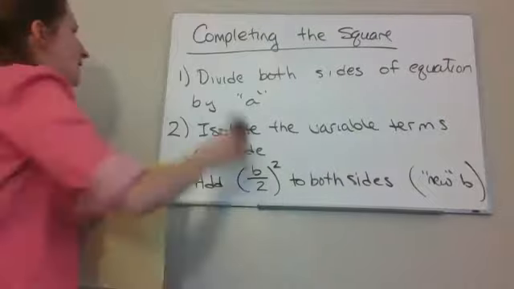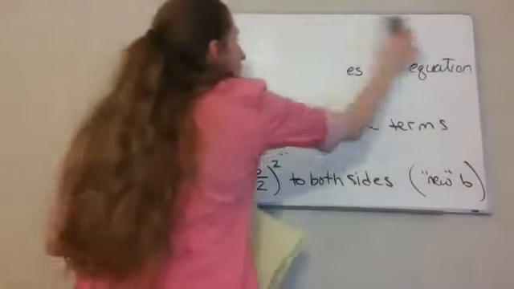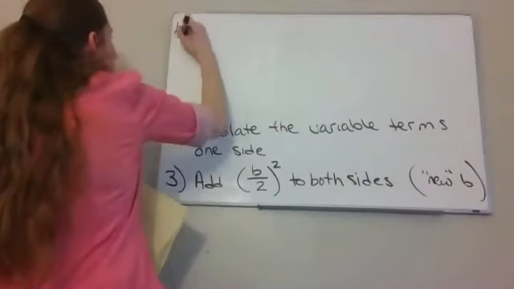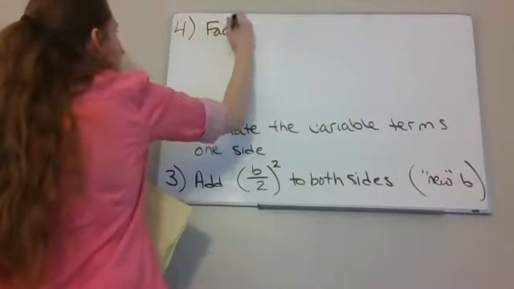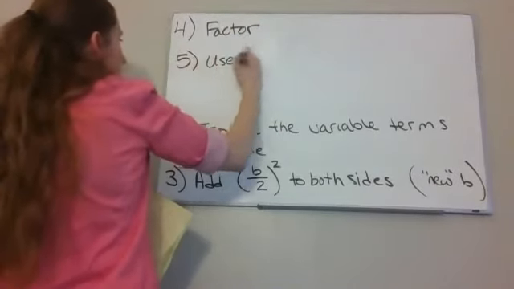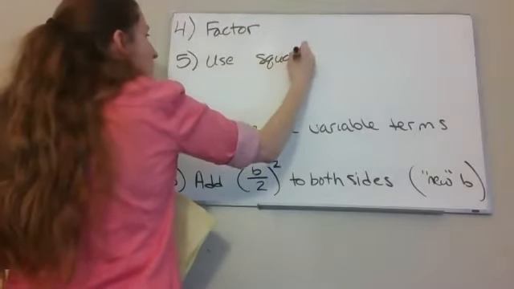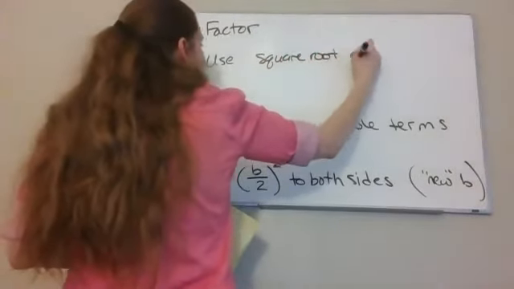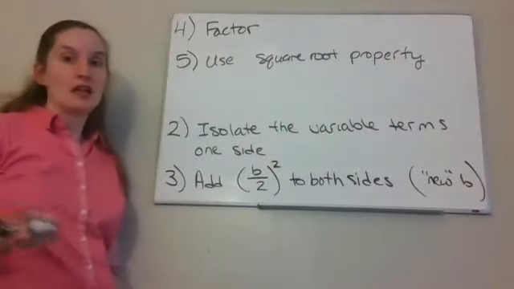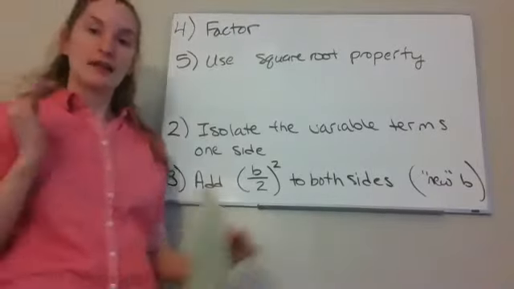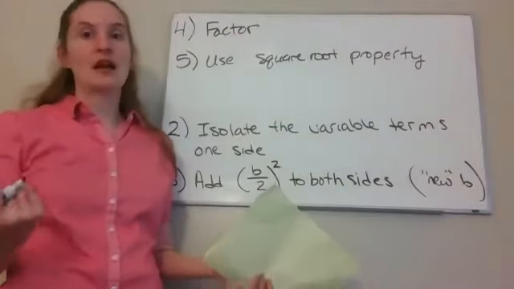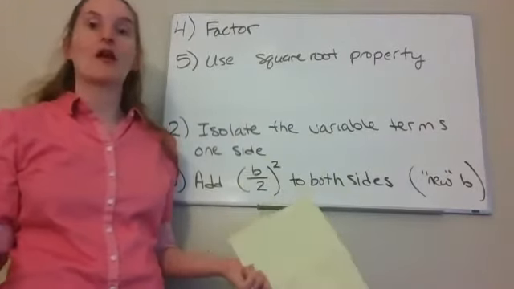After you do that, we get to factor. And then use the square root property. So the whole goal of completing the square is to take an equation and write it as something in parentheses squared equals a number. And then you're able to take a square root of both sides and solve for your variable.